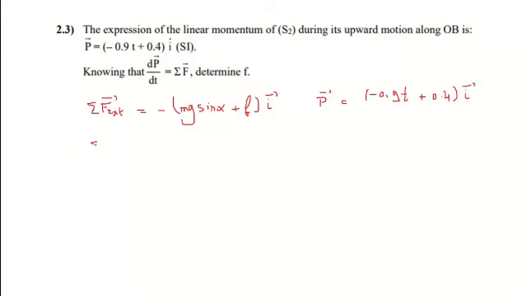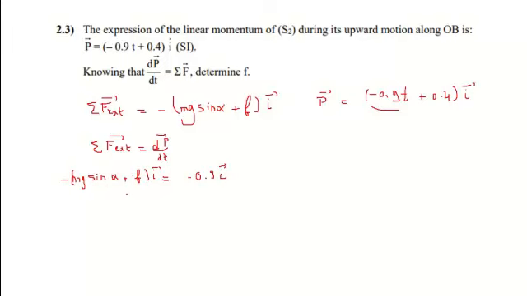Now, according to Newton's second law, the summation of F external is equal to dp over dt. Let's now just substitute. So here it will be minus mg sine alpha plus f times the i vector, and dp over dt means the derivative. So what is the derivative of this vector? The derivative of minus 0.9t is minus 0.9, and the derivative of 0.4 is 0. So it's minus 0.9 i. And then now I can find the friction, since I have all the values.